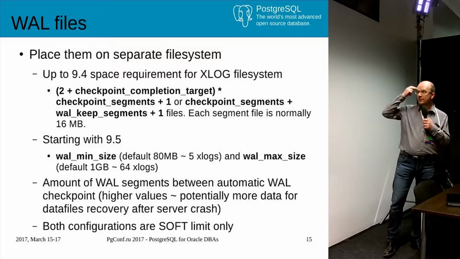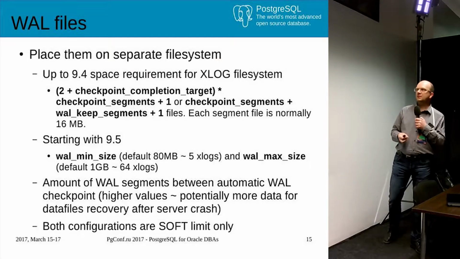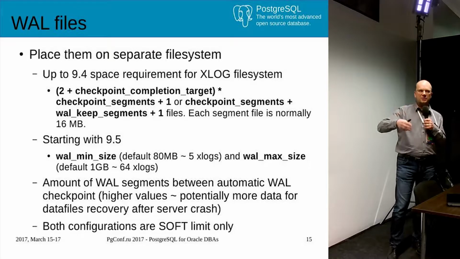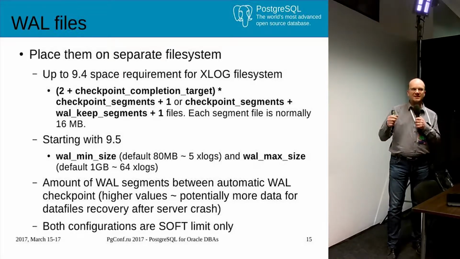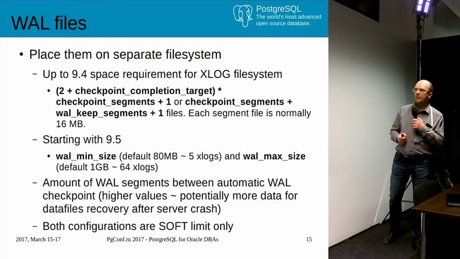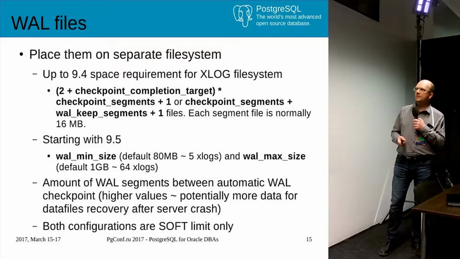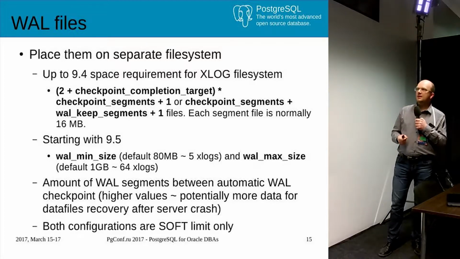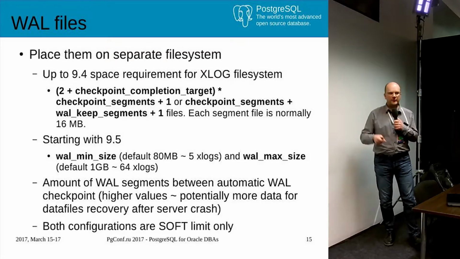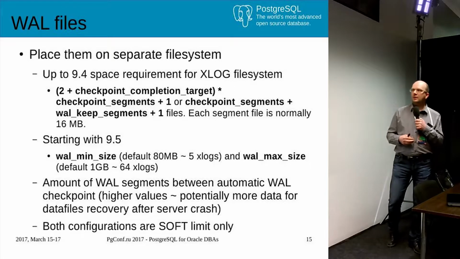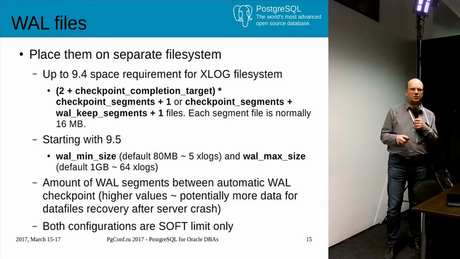And for the previous versions, there is a parameter called checkpoint completion target. It's out of scope of this discussion, but we can explain it if you want. And checkpoint segments is the parameter which tells you how many transaction logs are intended to be on the file system always. Or if you have replication in place, wal keep segments might be the parameter, which is higher than the previous one. But please bear in mind, this is in both configuration ways a soft limit.